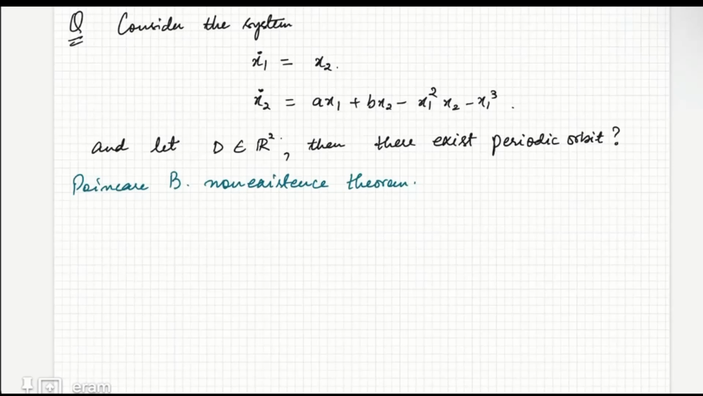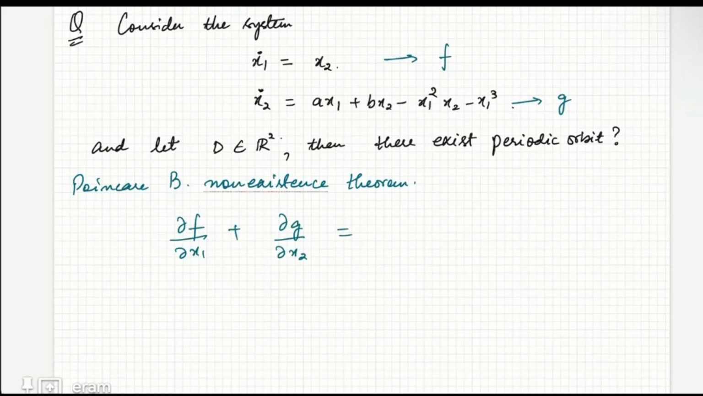For that we will have to find the partial derivatives. Here we have f as x2 and g as this term. Now we have to calculate del f upon del x1 plus del g upon del x2. For del f upon del x1, this will be 0. And then if we calculate del g upon del x2, it is b minus x1 square. Okay.